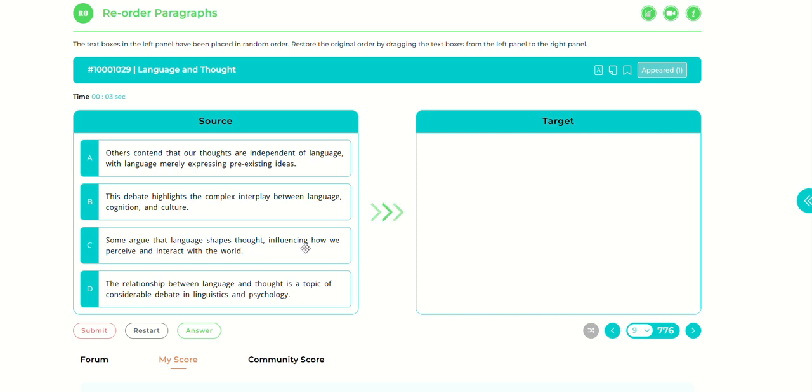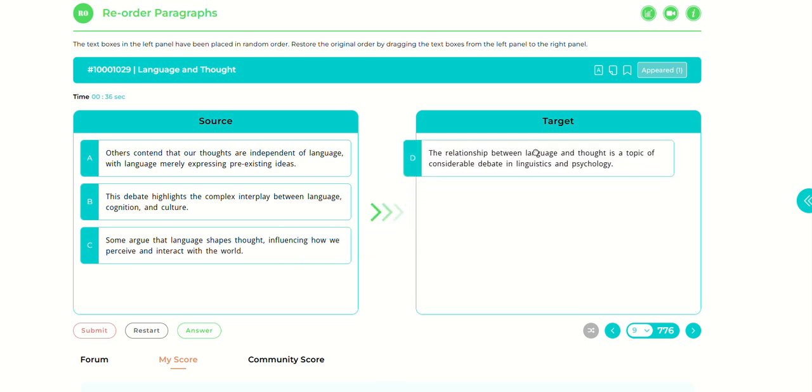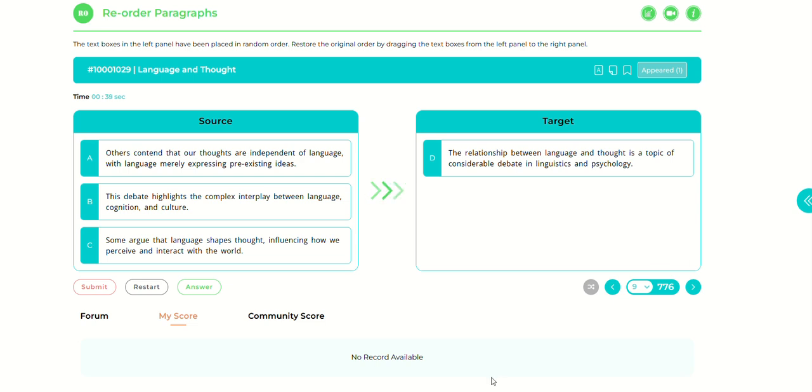Okay, the first one should be a completely independent clause, not dependent on another one. "This debate", so there is a debate before this one. "Some argue that language shapes thought, influencing how we perceive and interact with the world." This can be... "The relationship between language and thought is a topic of considerable debate in linguistics and psychology." No, this one. This is the first paragraph statement.